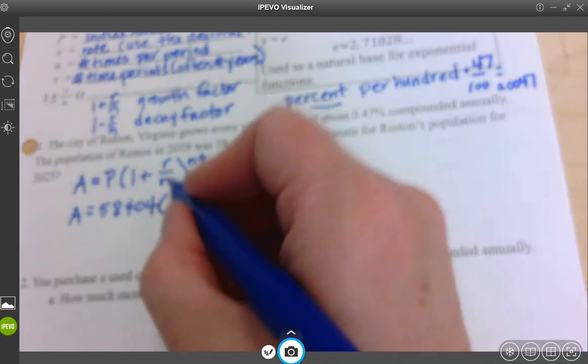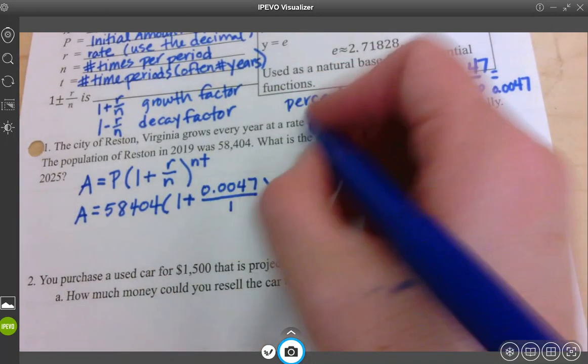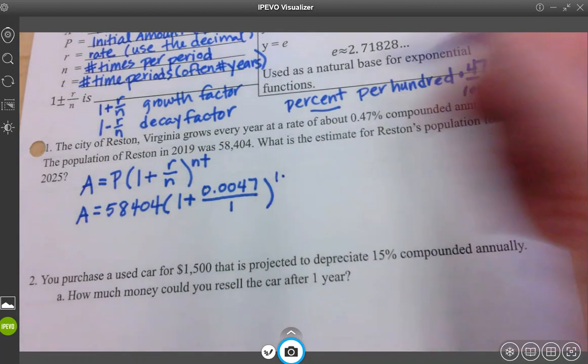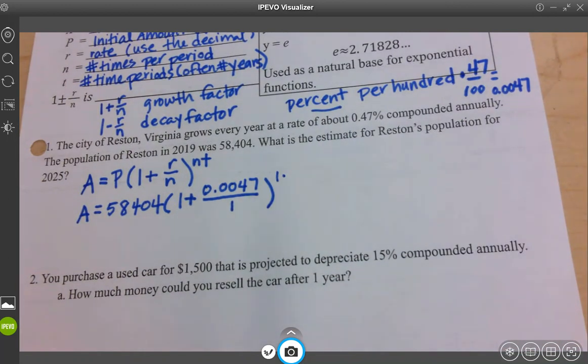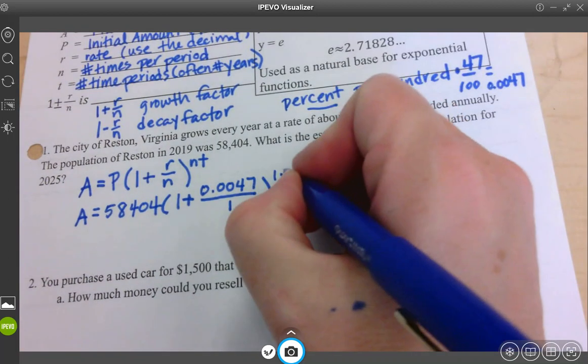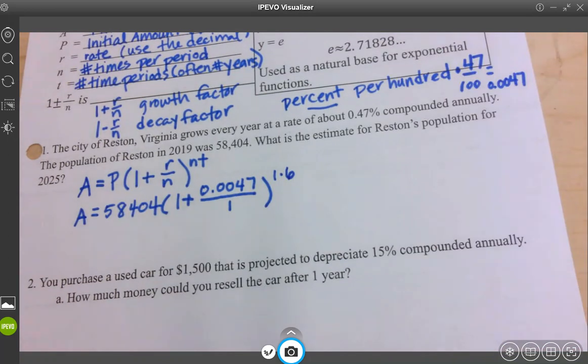Notice the same n is here and here. 1 times t, and t is the number of time periods. So in this case, the number of years. So for how many years are we calculating? 6 years, right? From 2019 to 2025. So 1 times 6.